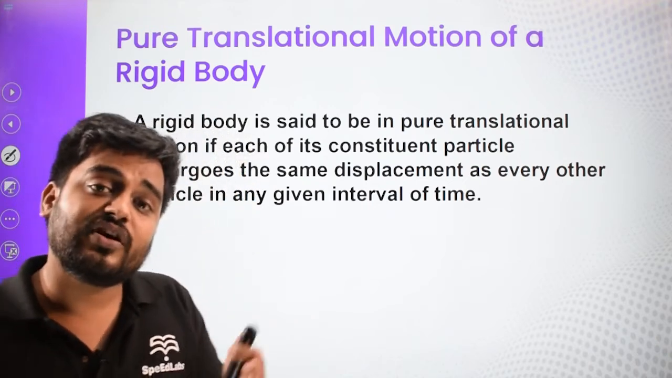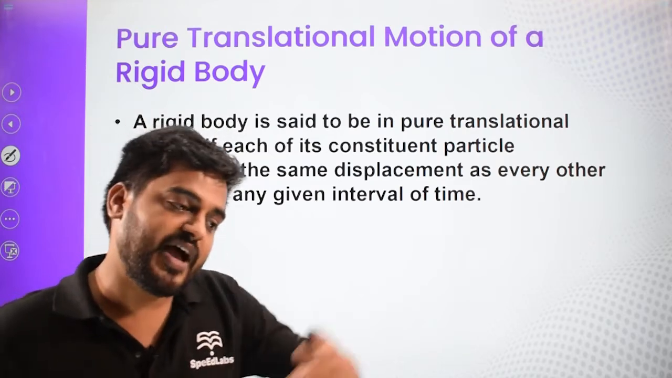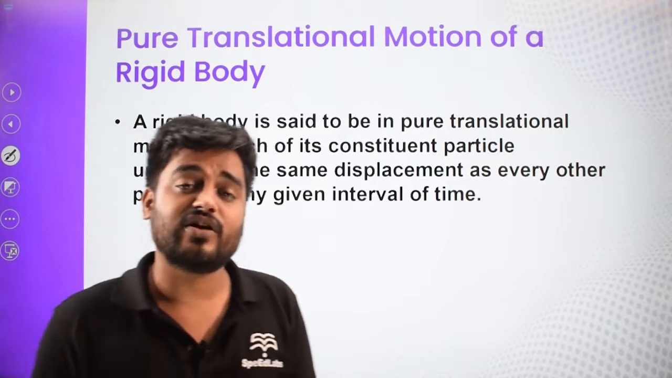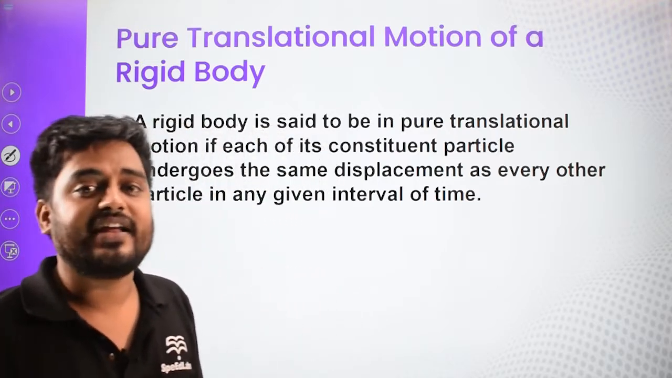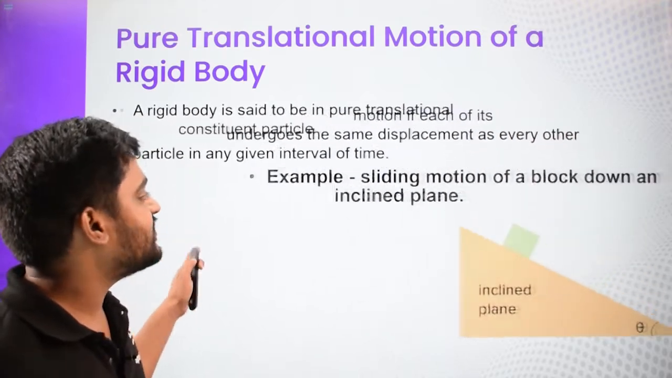For example, when your car moves, whatever displacement the front part of your car moves by, the same displacement is there for the back part of your car as well. So the car is doing translatory motion, right? Now let us discuss one more example.